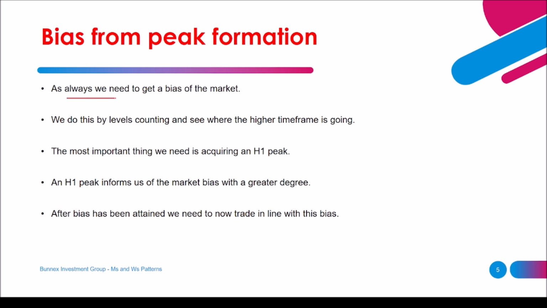As always, we need to get bias, and by bias we mean knowing where the market is going. Is it going up or is it going down? We do this by counting levels and seeing where the higher time frame is going. The most important thing we need is the H1 peak, because the H1 peak informs us of the market bias with a greater degree, and we would know where we are moving next. After bias has been attained, we need to trade in line with this bias.